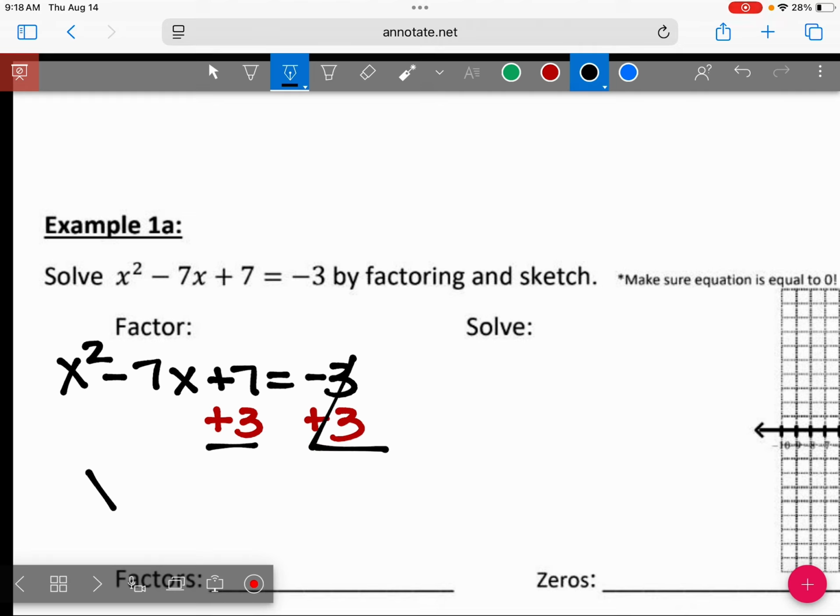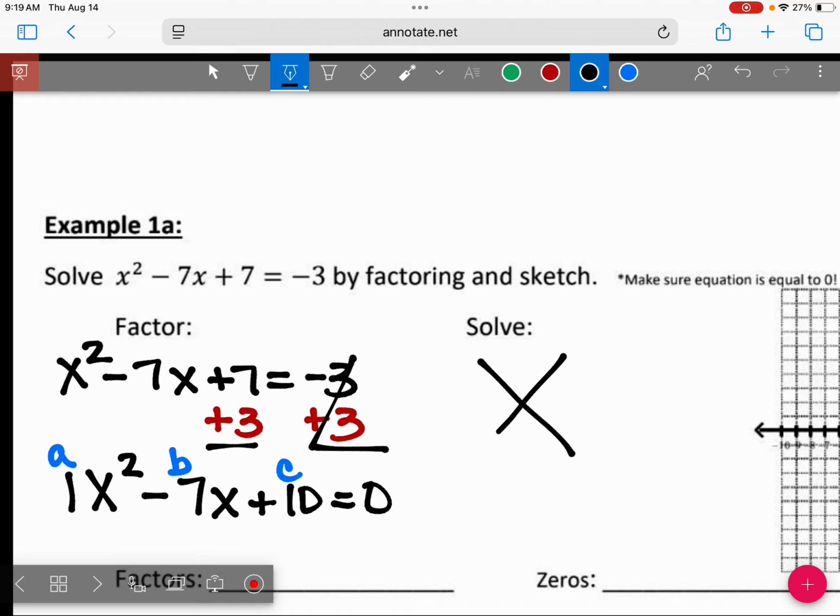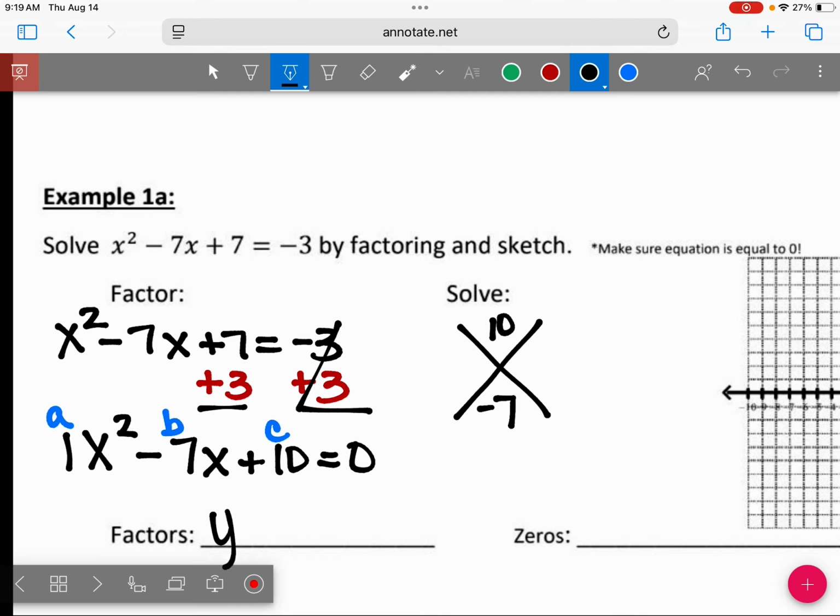So now I have X squared minus 7X plus 10 equals 0. So A is 1, B is -7, and C is 10. Let's go ahead and make our X. A times C, +10, is at the top, and a -7 is at the bottom. Don't say it out loud, but see if you can find my 2 numbers.